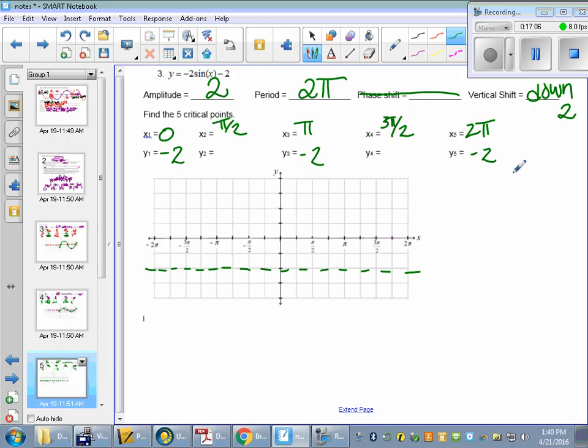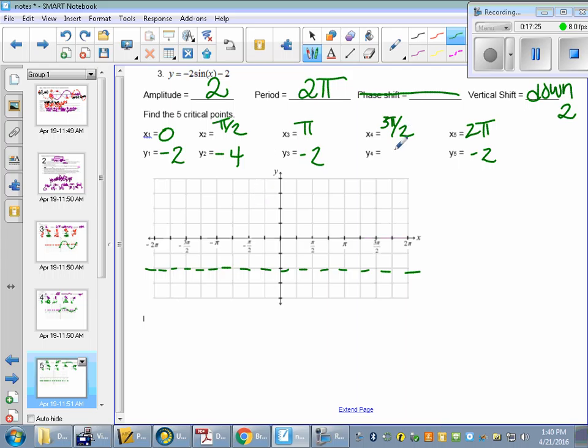The remaining 2 points are the max and minimum. This time, because our graph's negative, instead of going up first to the maximum, we're going to go down first to the minimum. So the minimum is 2 below. The reason it's 2 is because our amplitude's 2. 2 below the midline. If we're at negative 2 and we go down 2, now we're at negative 4.